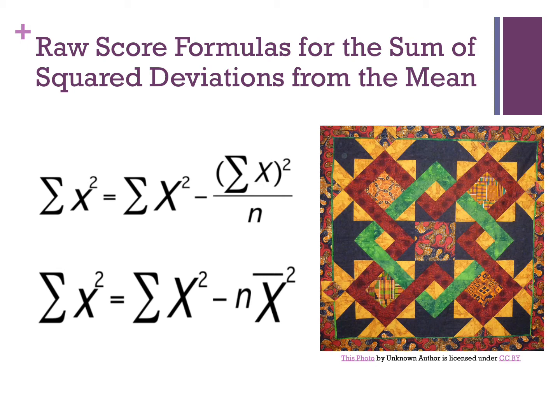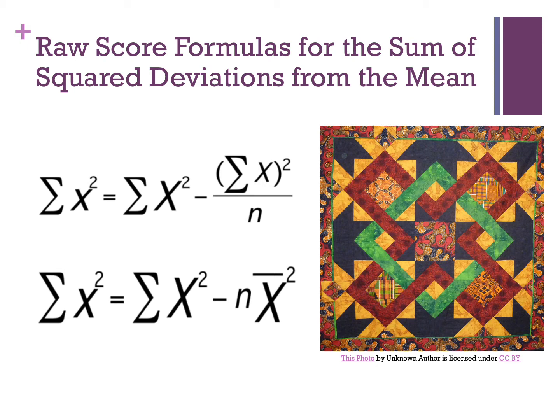Here are two different formulas for the sum of squared deviations from the mean. These are called the raw score formulas for the sum of squared deviations from the mean. Notice the difference between the little x's and the big X's. The first formula asks that we sum each value of x, square that number, and divide by n. Then subtract this quantity from the first part of the formula, which we obtain by squaring each value of x and summing them.